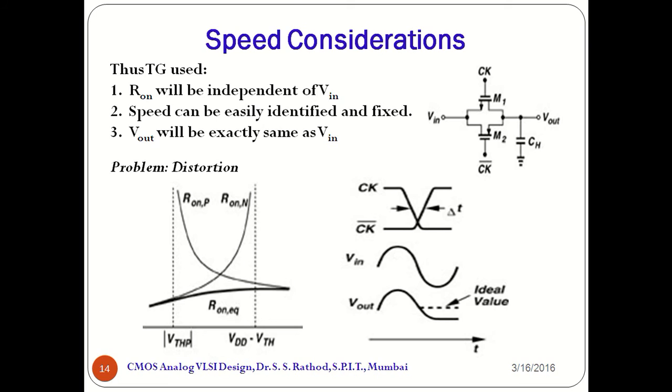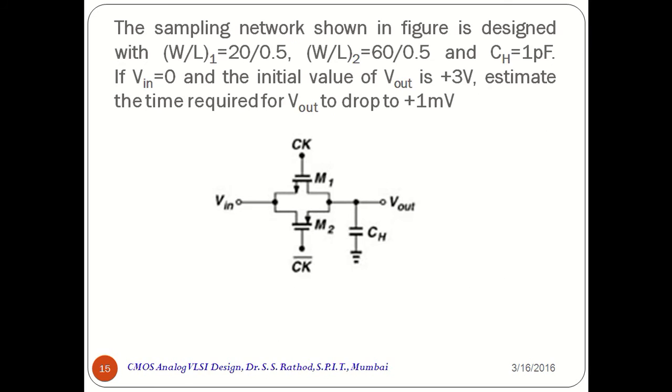And in this case, one more interesting thing is that V output will be exactly the same as input. So there is no upper bound limit which was there in the earlier case. So the problem is only one, that is, if both the switches do not turn on and off simultaneously, then there will be a distortion in the output.